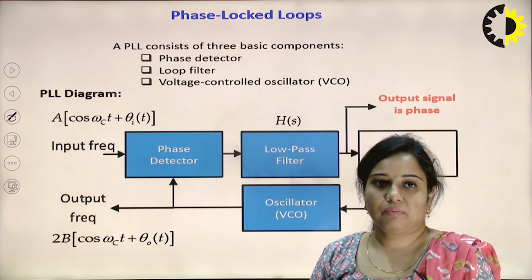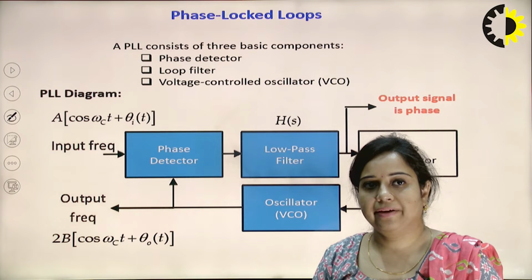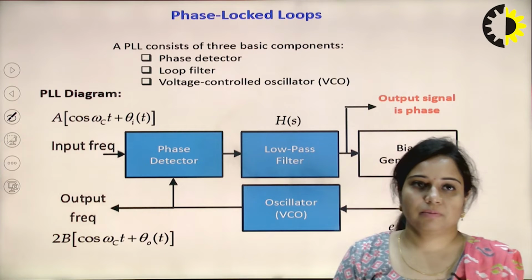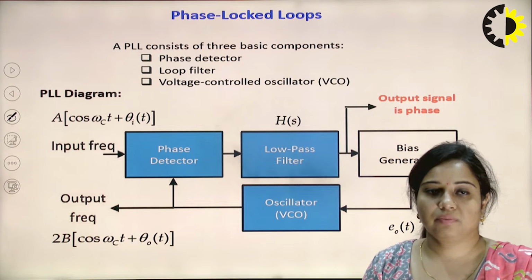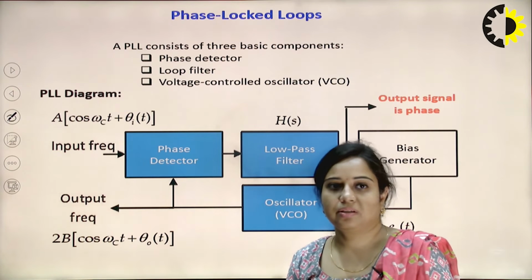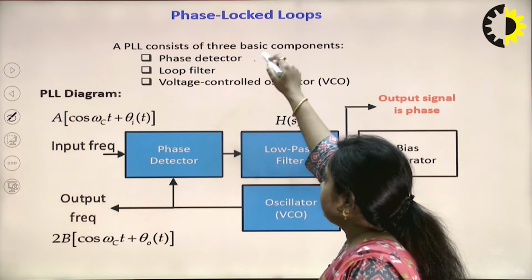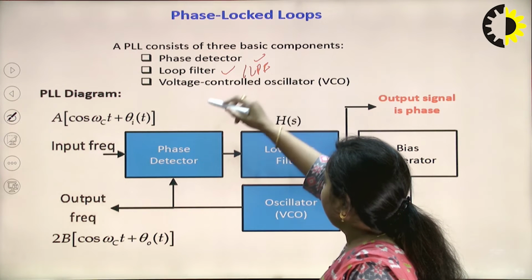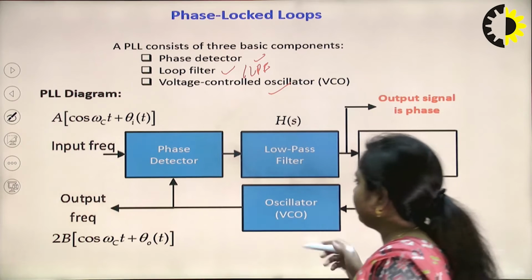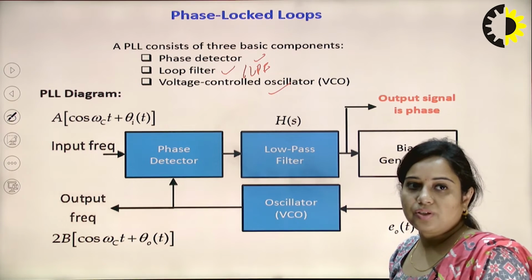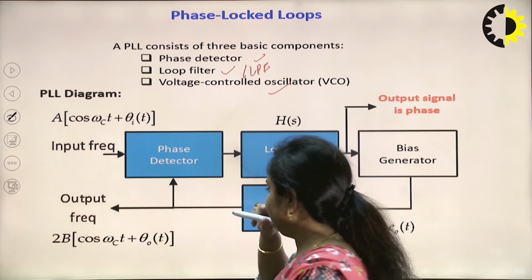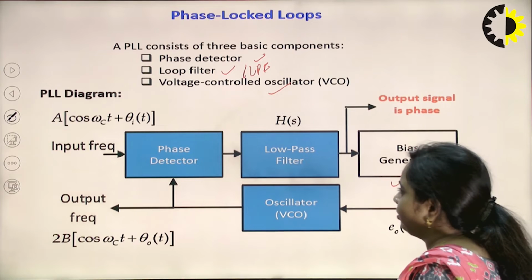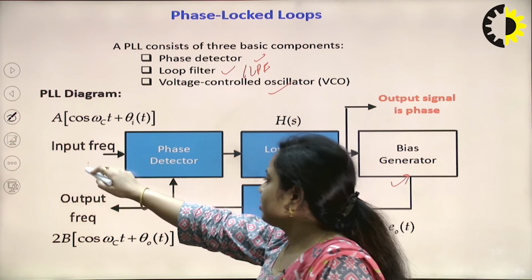Now next is a very important kind of FM demodulator, that is the phase lock loop. The phase lock loop works on the principle of three very important components. The first one is the phase detector, the second one is the loop filter, which is also known as a low pass filter. Next one is the voltage controlled oscillator, which is connected in the feedback path. So this is the main diagram of this PLL. Only three components are used. This can be used as a bias generator. The input is an FM signal.